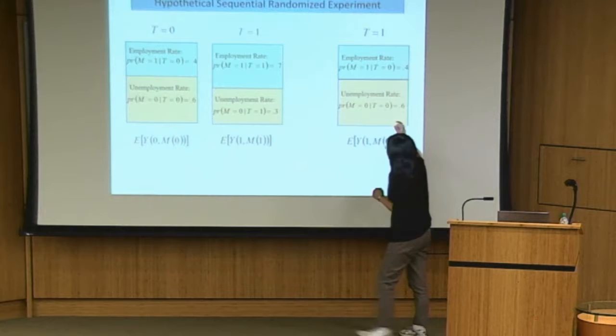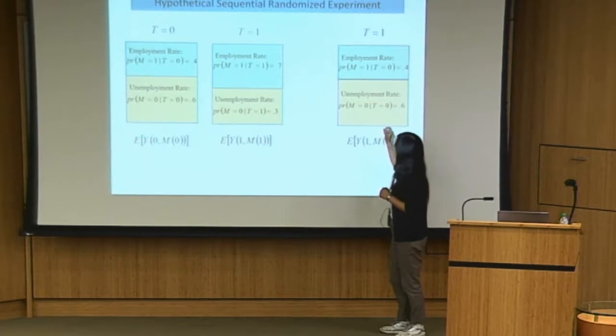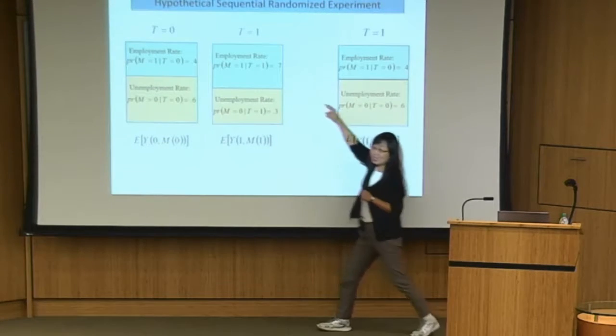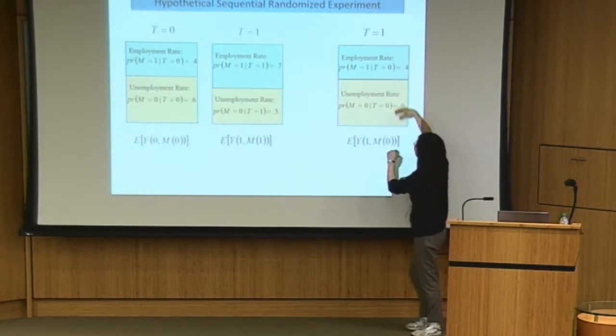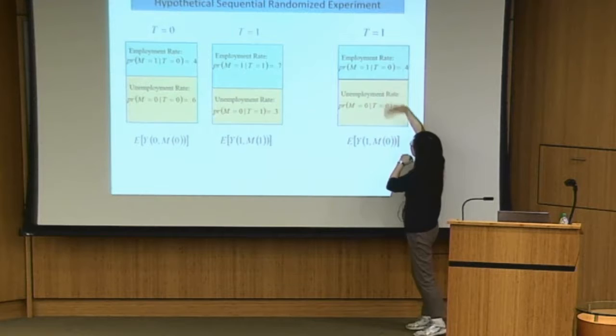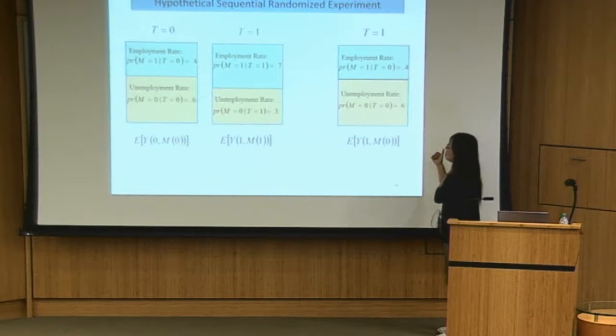The problem is I need the employment rate to be 0.4 rather than 0.7 in the treated group. If I can change the employment rate in the treated group, reduce it to 0.4 from 0.7, and then take an average, I'll have this thing. Right? So how do we make that happen?